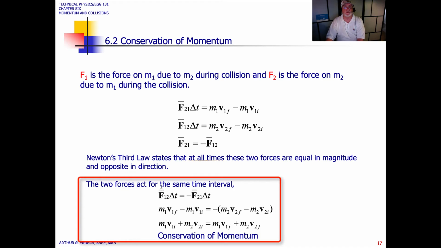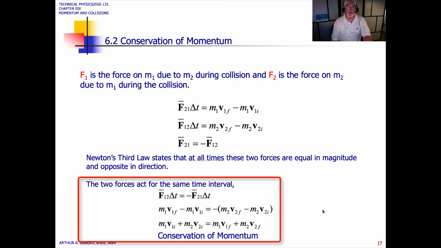So the two forces act for the exact interval of time. So the impulse, average force 1 on 2 over the duration, is equal to minus the average force 2 on 1 over the duration. And so we just pull these relationships back in. Where did these come from? Well, you can see them right up here and right up here in the relationship.